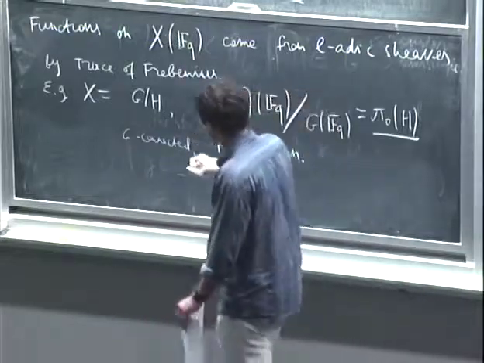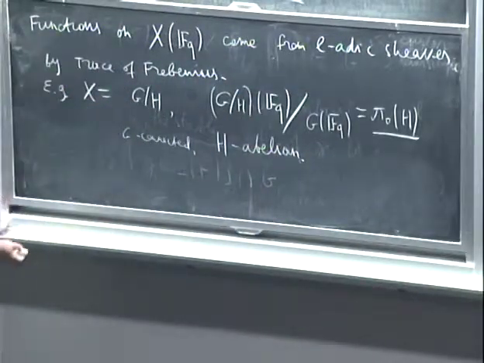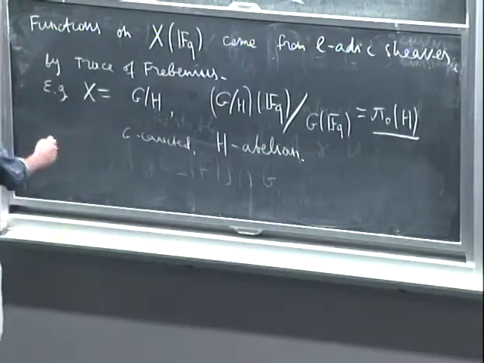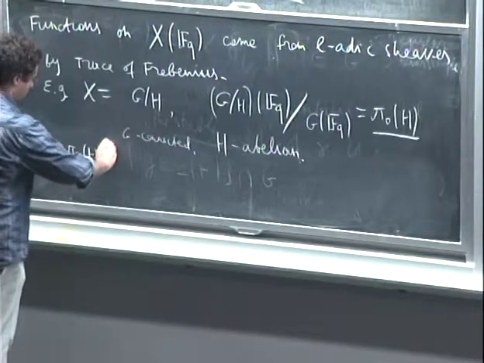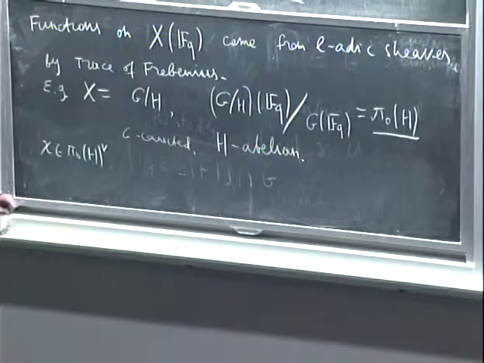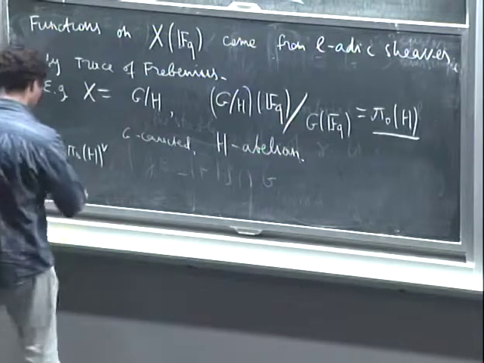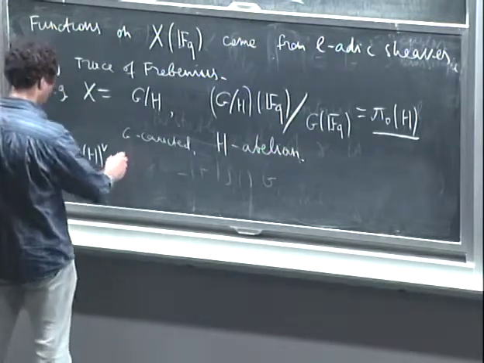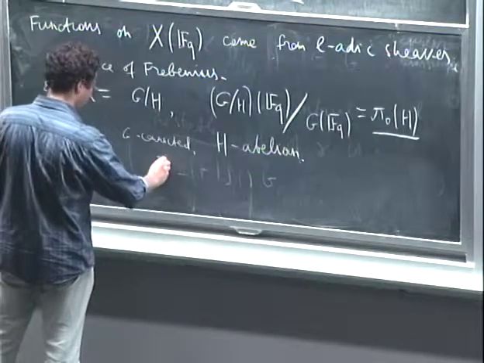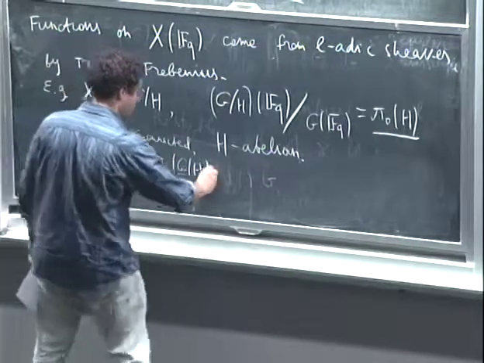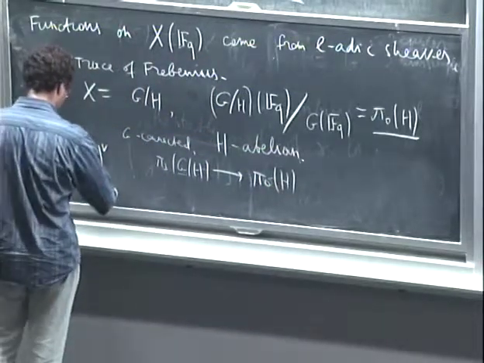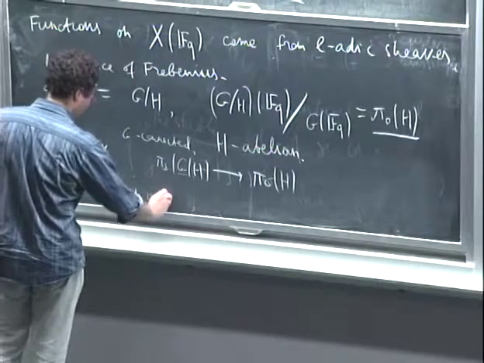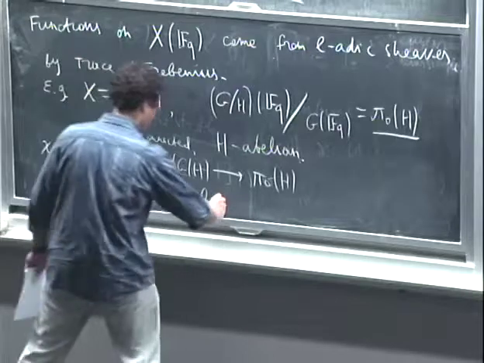But then, geometrically, a character of pi naught of H defines a local system, right? Say if you think about C, then you have this long exact sequence of homotopy, and so you have pi 1 of G mod H mapping to pi naught of H, and so it defines a local system, and the same works in the l-adic setting.